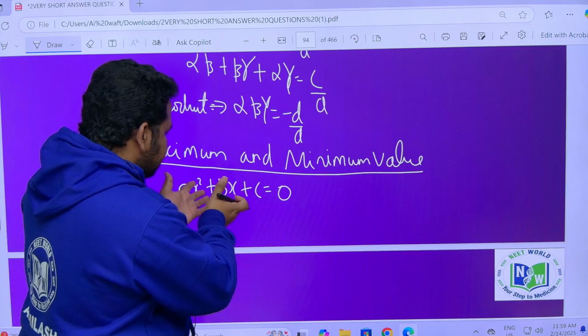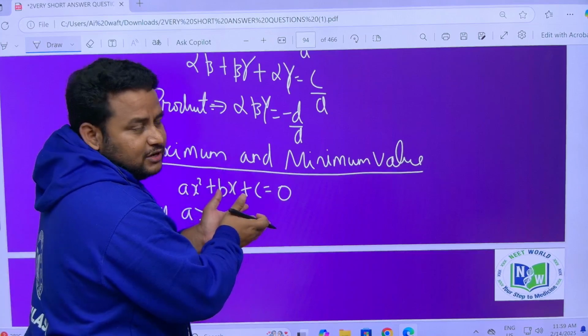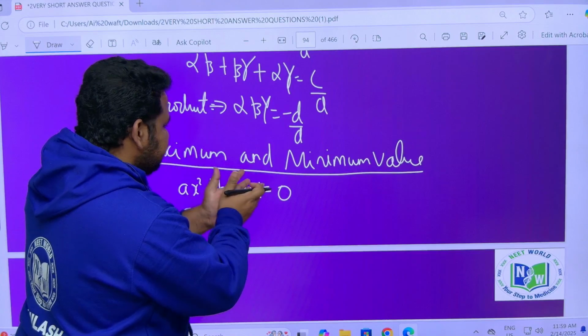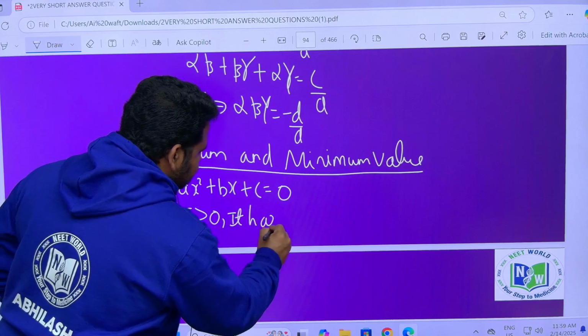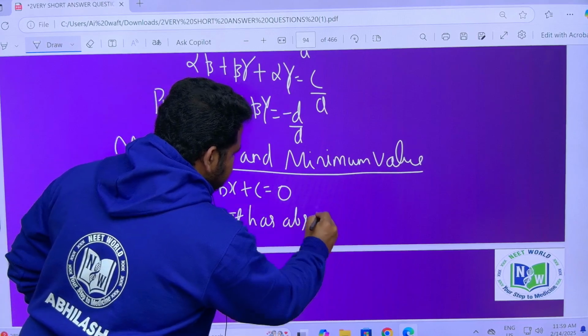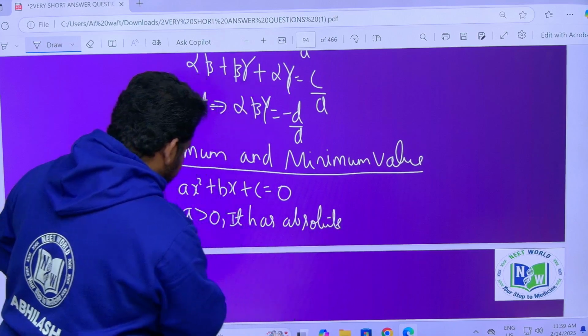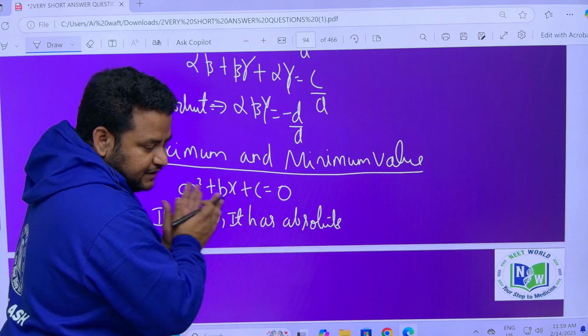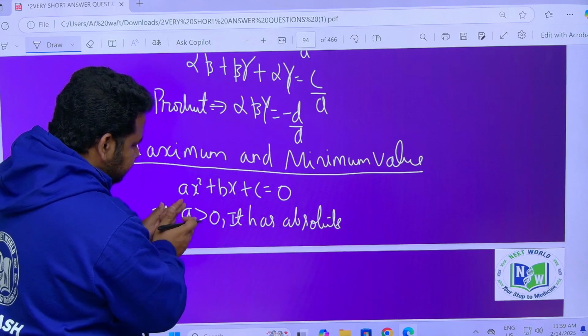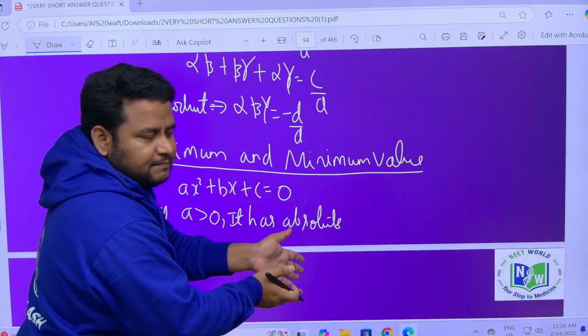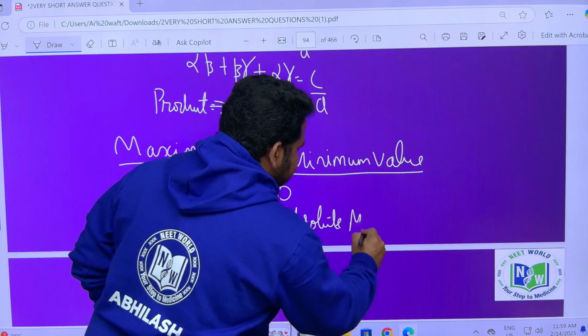The quadratic expression has an absolute minimum value; it does not have a maximum value. It has an absolute minimum if a is positive, and a maximum if a is negative. You have to remember it like this, it is opposite: if a is positive, it has an absolute minimum.